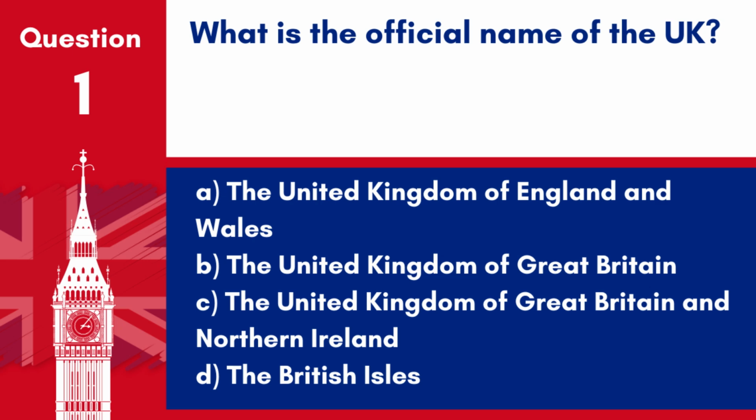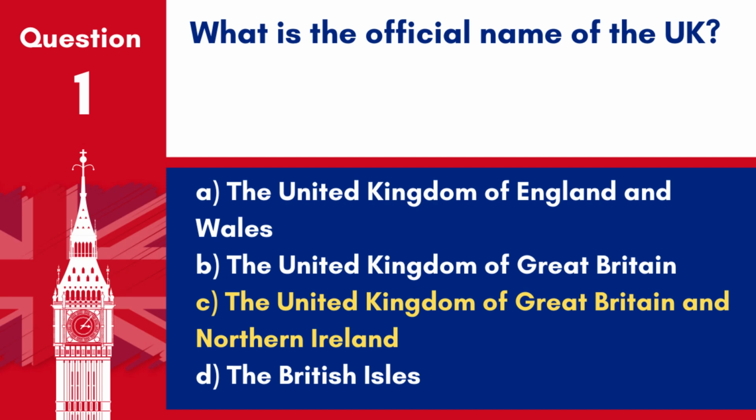Question 1. What is the official name of the UK? A. The United Kingdom of England and Wales. B. The United Kingdom of Great Britain. C. The United Kingdom of Great Britain and Northern Ireland. D. The British Isles. Answer C. The United Kingdom of Great Britain and Northern Ireland.